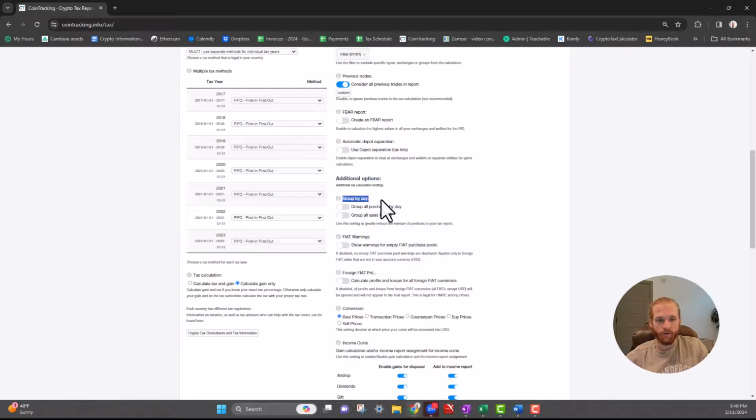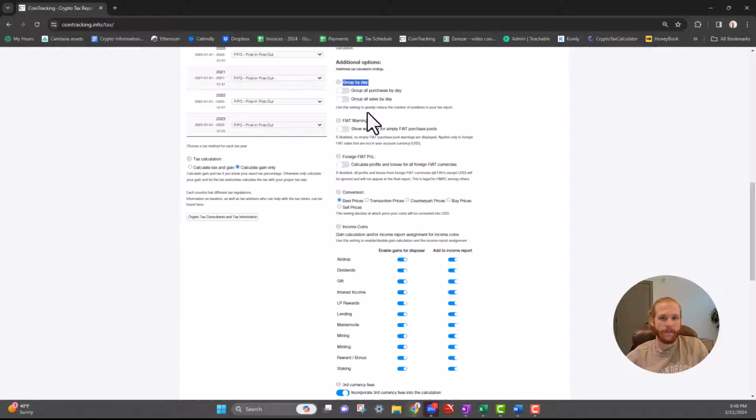Then we've got the group by day. So this is something we do on and off with clients. It depends on what type of activity they're doing. If you are a day trader and you're constantly trading in and out of coins, you're most likely going to want to turn this off or leave this off. If you're someone that's just buying here and there and selling here and there, an average trader holding and doing various different things in the crypto realm, but you're not a high frequency trader, grouping stuff by day is typically fine.